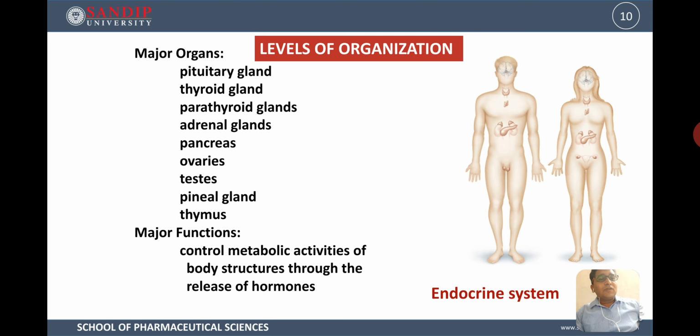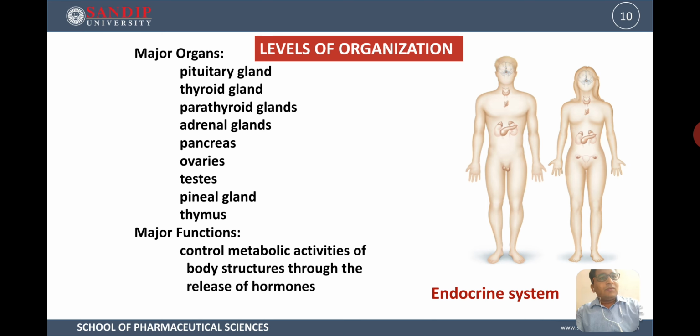What is their main function? The metabolic activities of the body structures and the release of hormones are carried out through the endocrine system. Once we finish the levels of organization, we can move to the next presentation or the next session. What is meant by metabolism? Basically, metabolism has two types: the first is anabolism and the second is catabolism. The endocrine system has a major function concerned with the reproductive system.